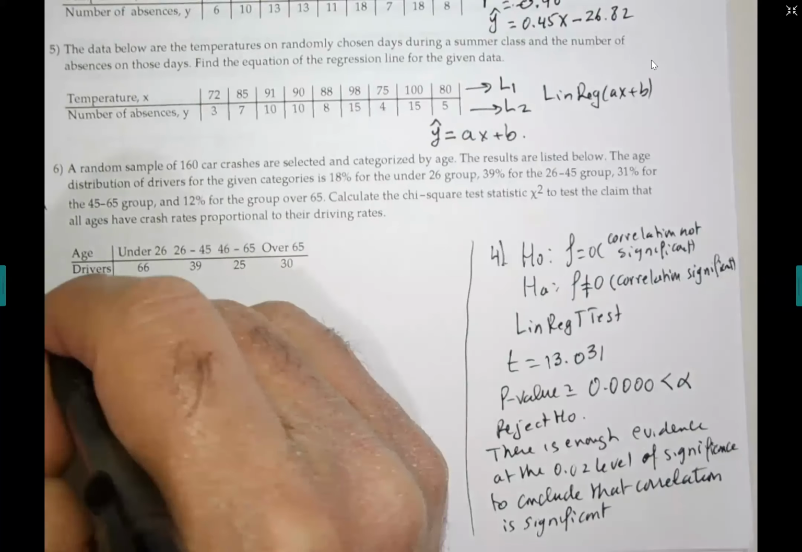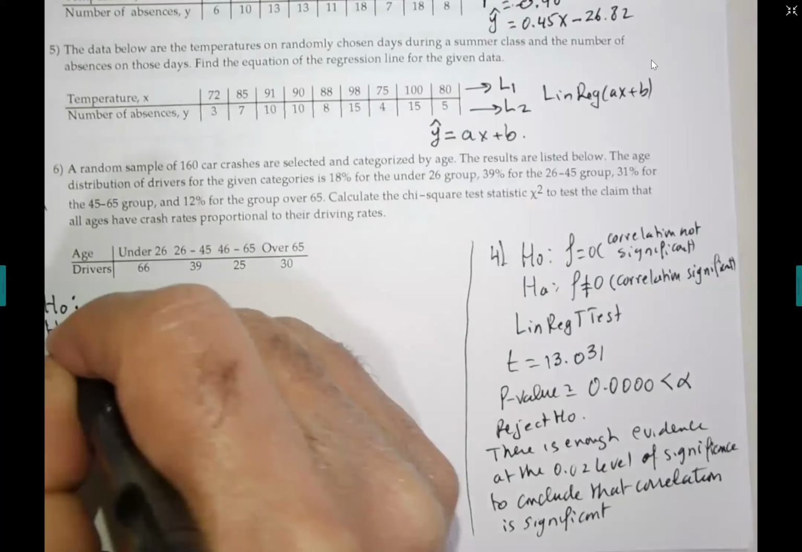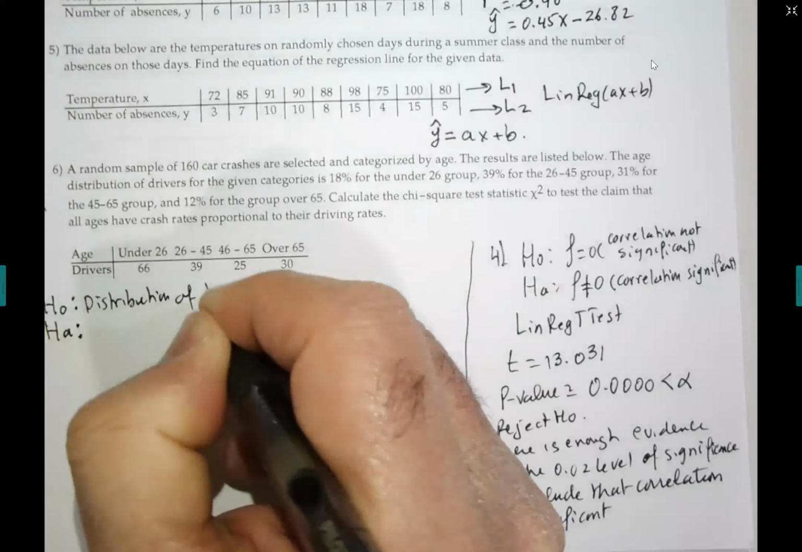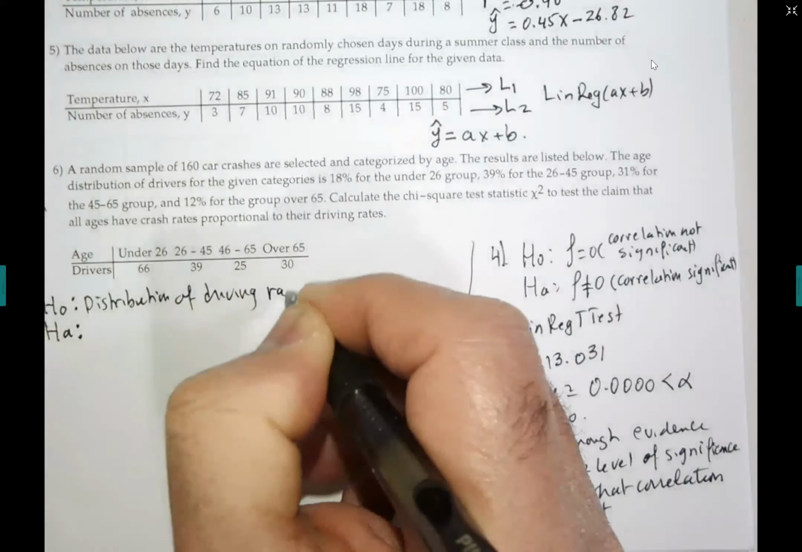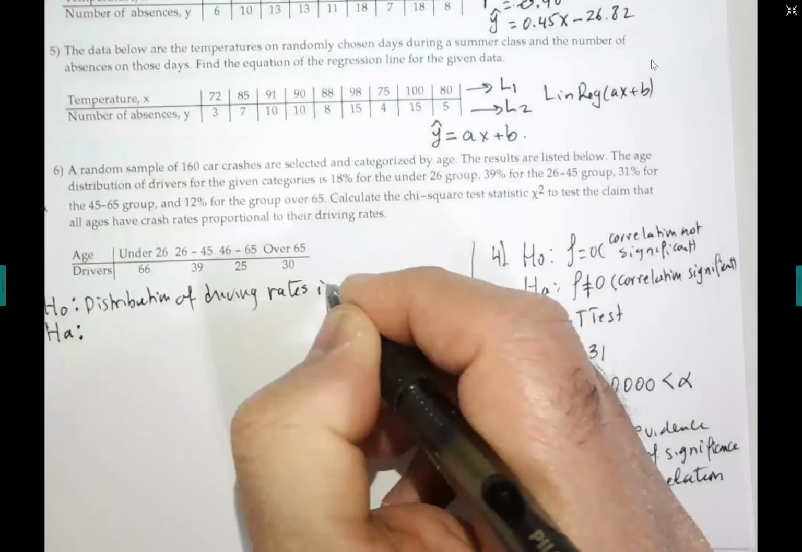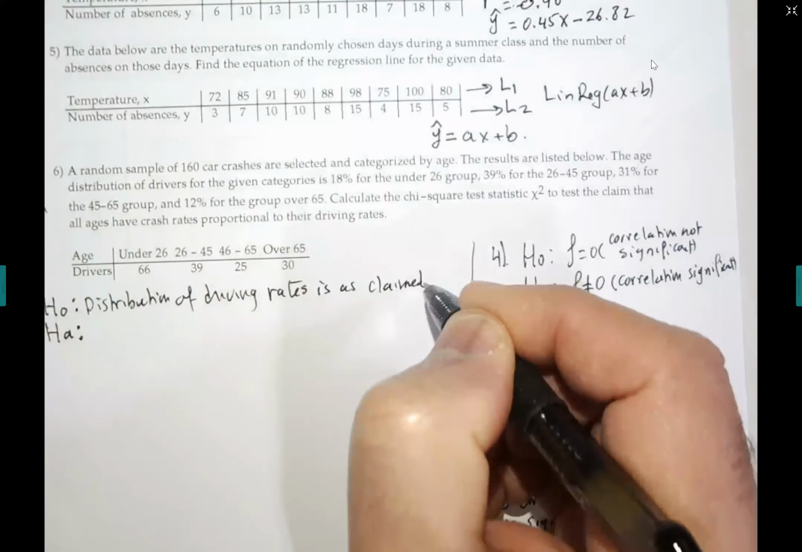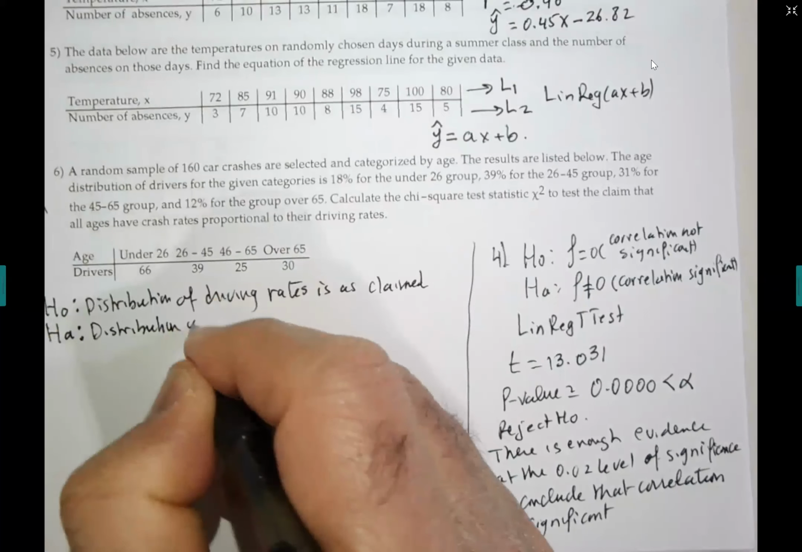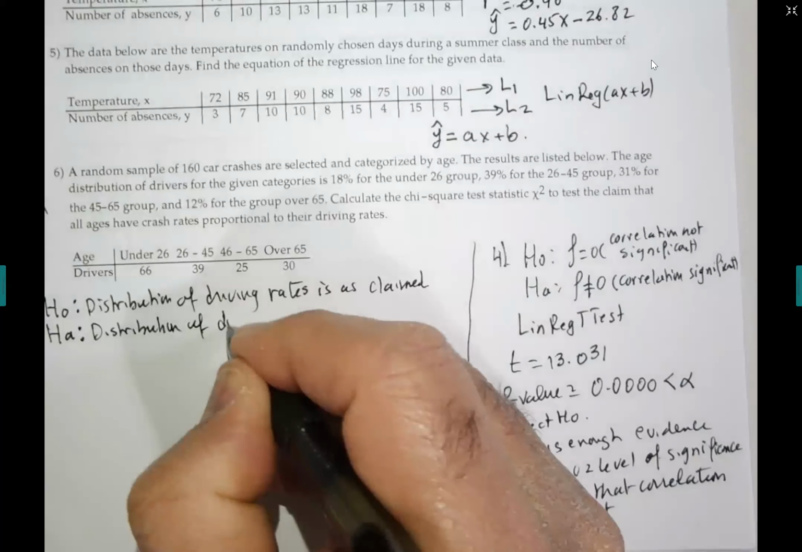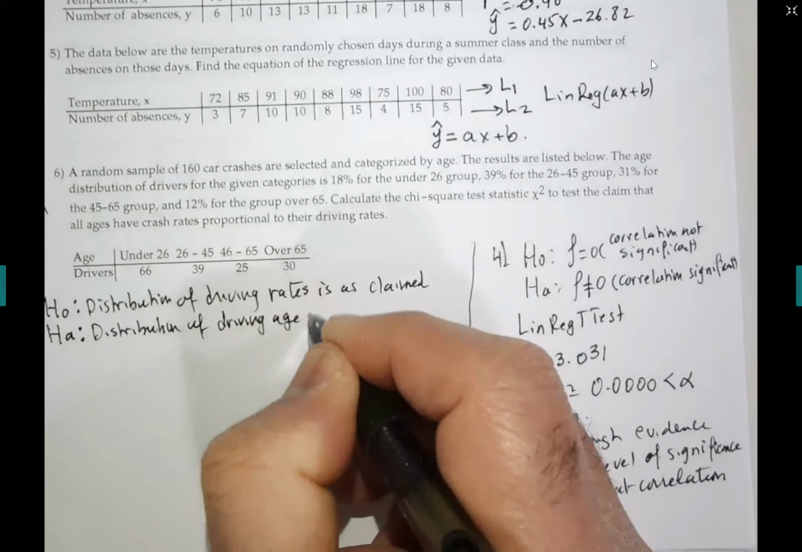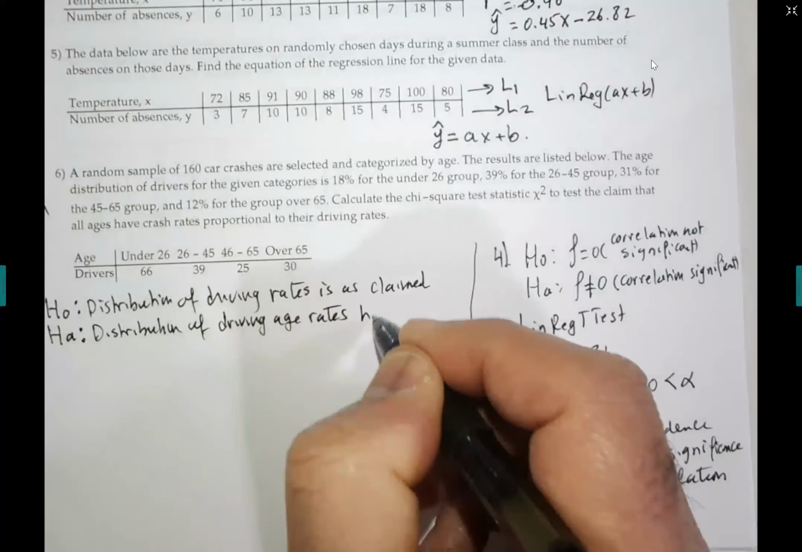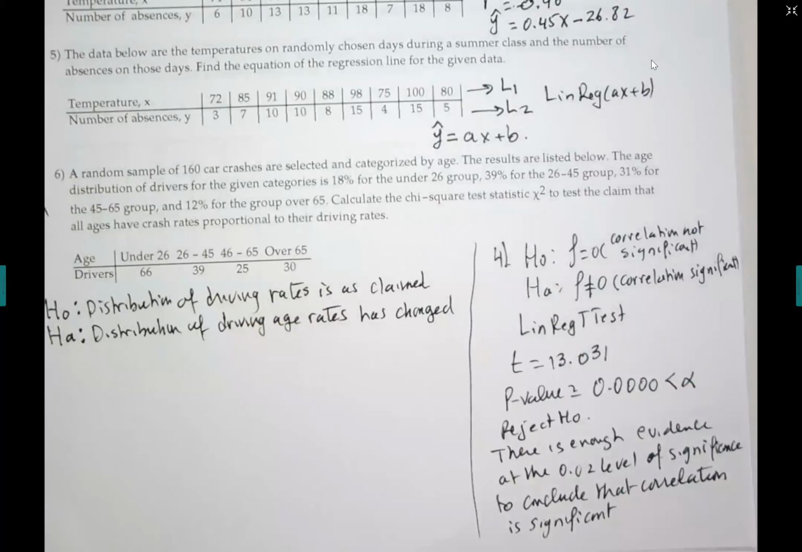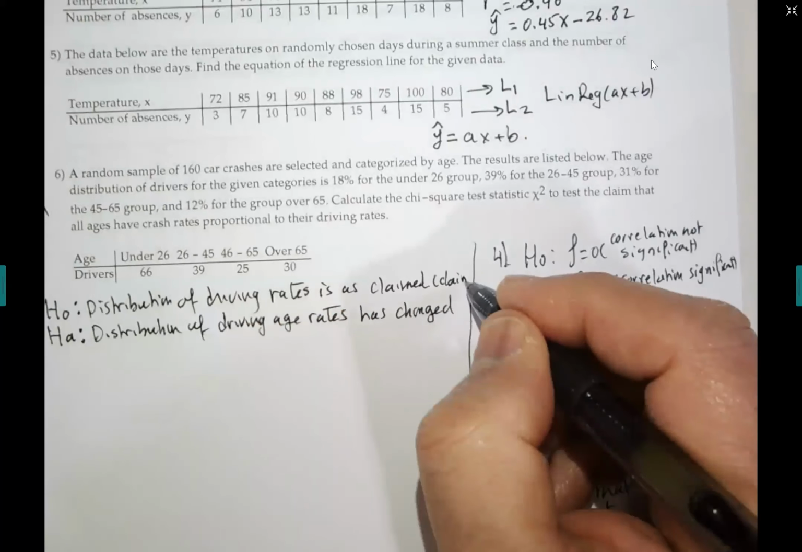Okay, here's how you begin, guys. The null hypothesis: distribution of driving age rates is as claimed. And here, the alternative: distribution of driving age rates has changed. And here, this is where the claim is, he said, test the claim that it is still the same proportion.